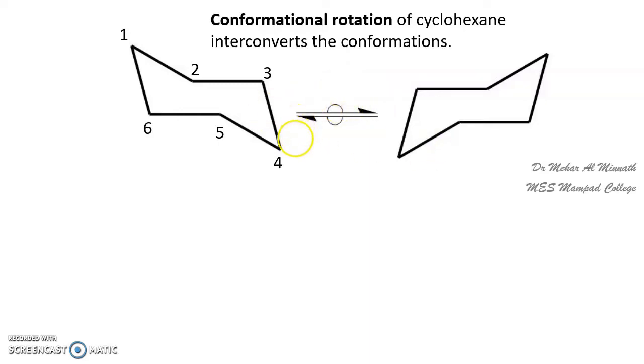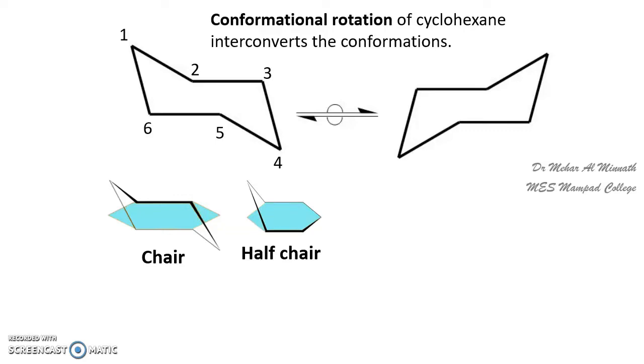And this doesn't happen immediately in one stretch, from one chair to another chair. For this chair to flip into the other chair conformation, it has to go through various other conformations, like the half chair form, the twist boat form, etc. I'll just show you the diagrammatic representations. If you have the chair conformation here, it first gets converted to the half chair conformation.